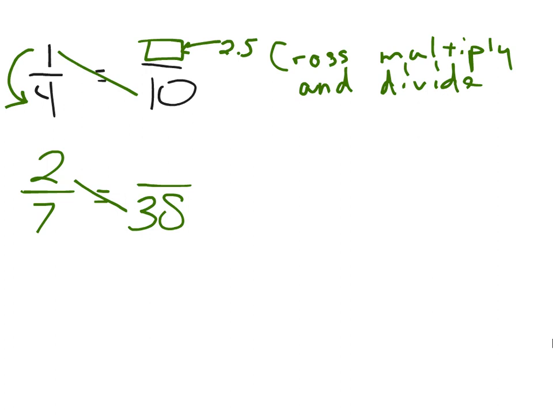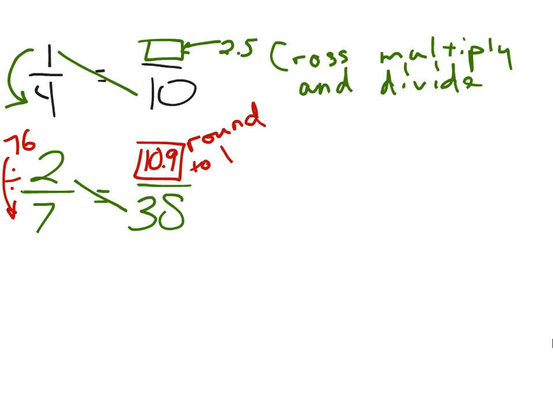I want you to figure that on your own with your calculators. Pause if you need to. So that would turn out to be 76. And then we divide by 7. On our calculators, please figure out 76 divided by 7, and then we'll actually solve for this missing box right here with cross multiply and divide. We get 10.9. And for this, unless I tell you differently, I always want you to round to the nearest tenth.